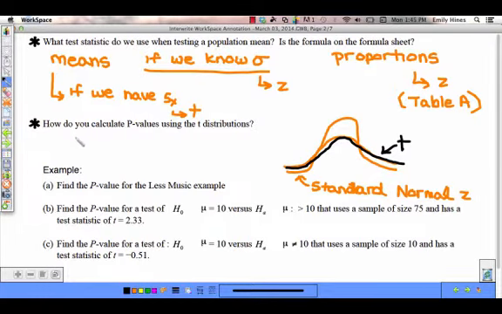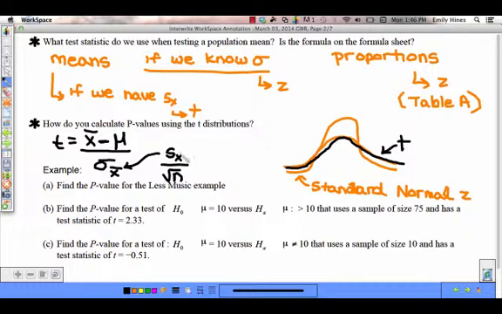So how do we calculate p-values using the T distribution? You are going to calculate it the same way. That's why on the formula sheet it just says test statistic instead of T. You are still going to use your sample mean minus what you assume the population mean to be, divided by the standard deviation of the sample means, which, remember, if you have the sample standard deviation instead of the population one, is the sample standard deviation over the square root of n. Then you're going to use table B. And we're going to talk about how to do both of those things.